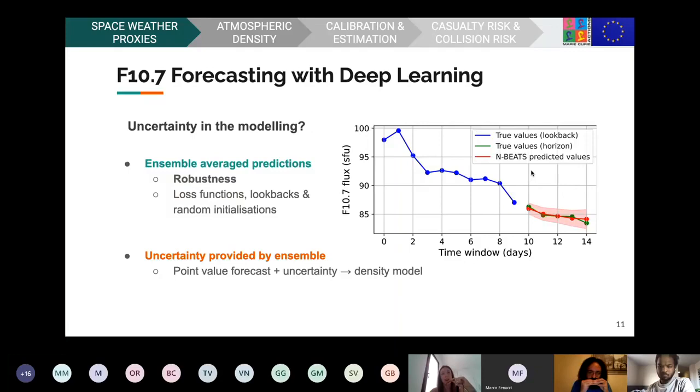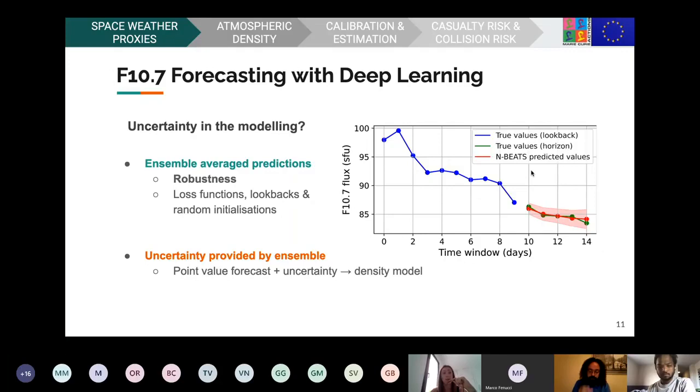However, this algorithm only produces single point forecasts, and we're also interested, of course, in a measure of the forecast uncertainty. So to achieve this, we use ensemble averaging, which is a technique used in time series forecasting for regularization and for robustness, but which also inherently provides a measure of uncertainty in the forecast.